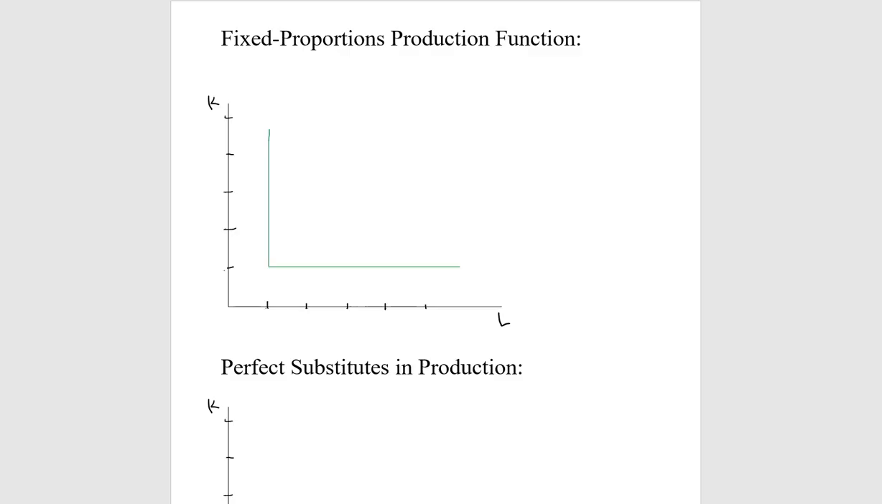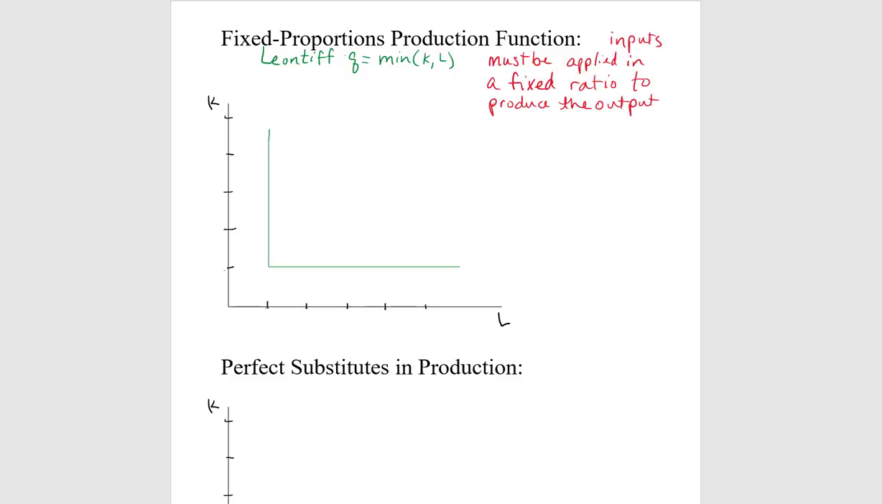The first of those that I wanted to discuss is something called fixed proportions production function, or a fixed factor production function. It could be called either of those. The book actually calls this a Leontief production function, which it is. This is the one where quantity is a function of the minimum of capital and labor. To define that in words, we would say inputs must be applied in a fixed ratio to produce the output. In other words, the factors of production are complements. They must be used together in order to produce the good or service.